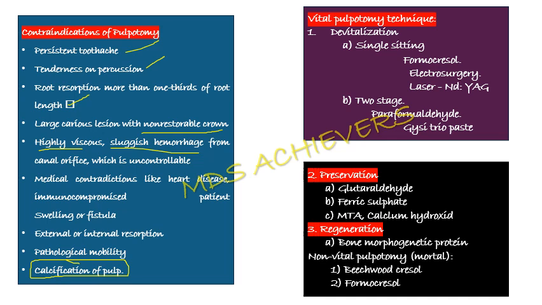And vital pulpotomy techniques: there are three techniques, devitalization, preservation, and regeneration. Devitalization is a single sitting technique. Pharmacological agents can be used, or electrosurgery, or laser with Nd:YAG can be used. And the two-stage techniques are formaldehyde, which means a two-stage technique, and gysotriopase, that is also a two-stage technique. Whereas for preservation, it is glutaraldehyde, ferric sulfate, MTA, and calcium hydroxide. For regeneration, bone morphogenetic proteins, and then the non-vital pulpotomy.